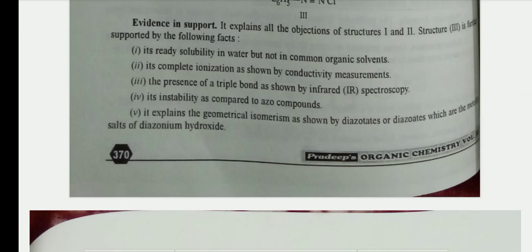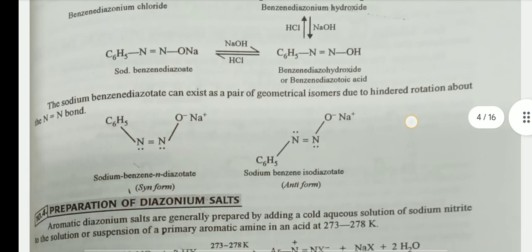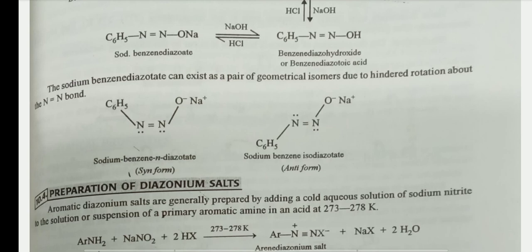Its ready solubility in water but not in common organic solvents. Its complete ionization as shown by conductivity measurements. The presence of a triple bond as shown by infrared spectroscopy. Its instability as compared to azo compounds. It explains the geometrical isomerism shown by diazotates or diazoates, which are the metallic salts of diazonium hydroxide. The sodium benzene diazoate can exist as a pair of geometrical isomers due to hindered rotation about the N=N bond.